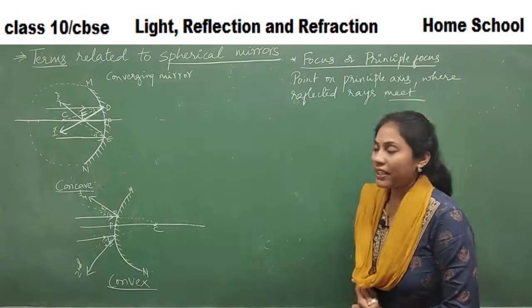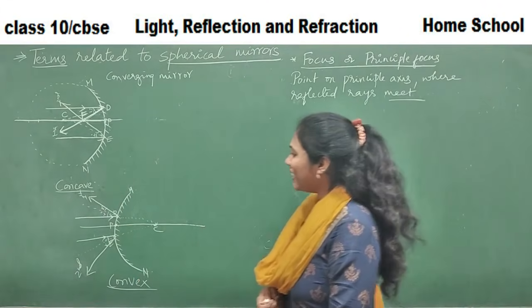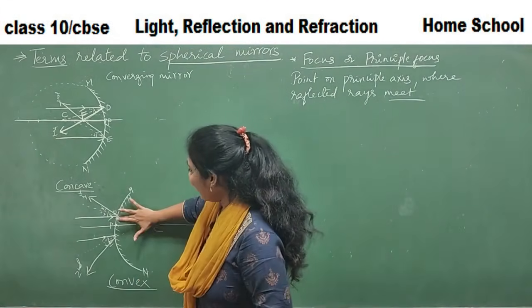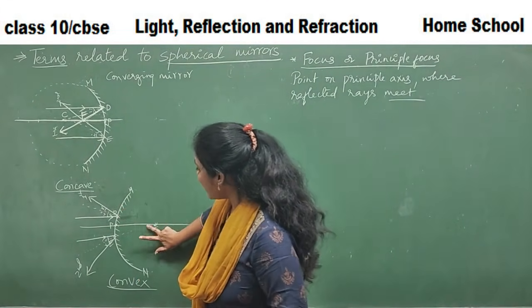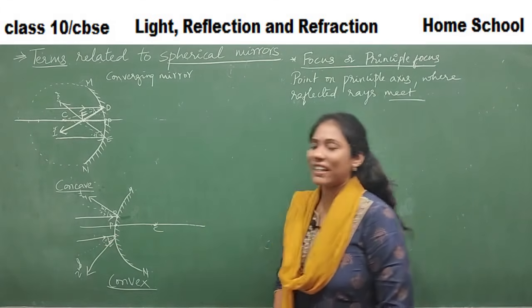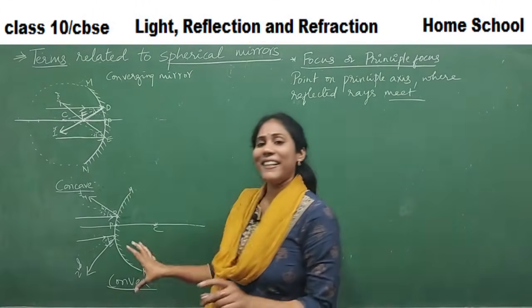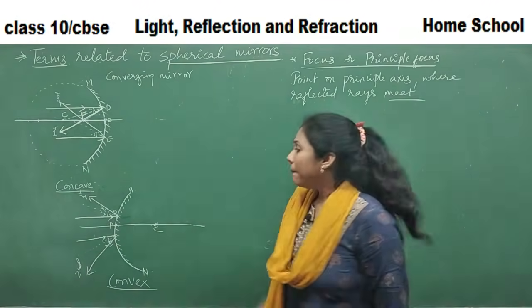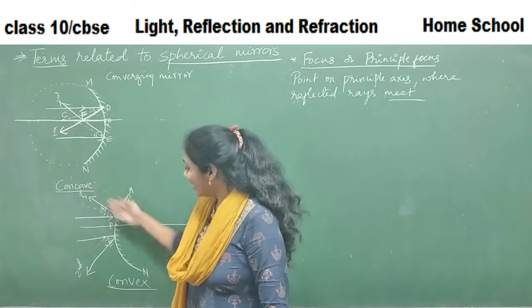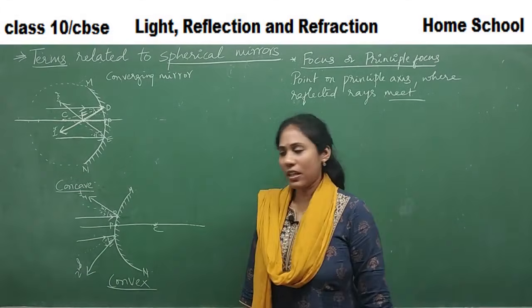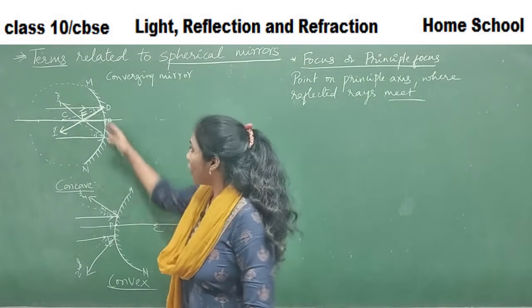And now, where are these reflected rays meeting here, guys? The focus is a point where reflected rays have to meet. But here the reflected rays are diverging. Yes or no? The reflected rays are not converging.